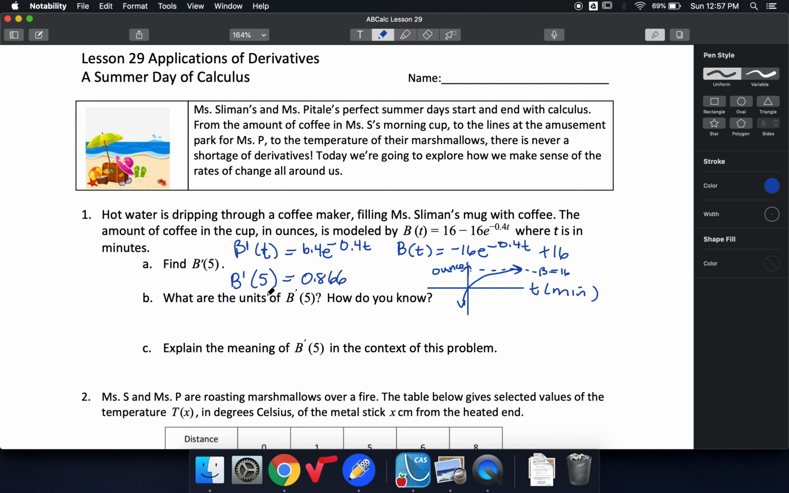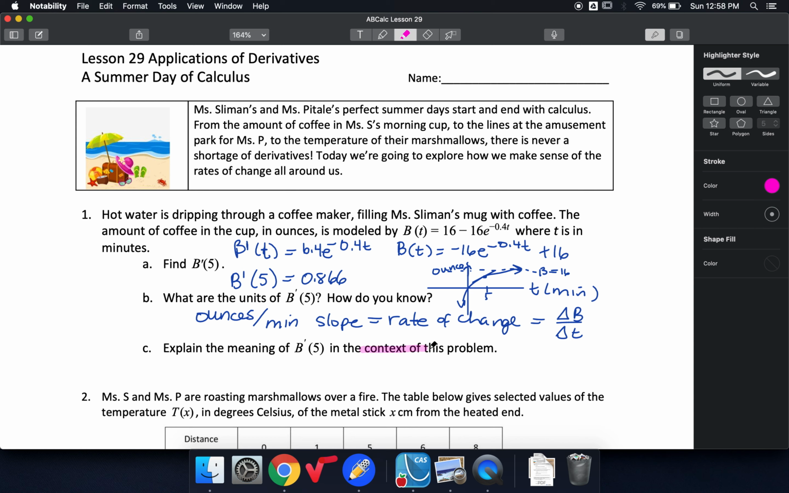So let's think about this. This value, b prime of 5, is going to be my slope when the t value is 5. If I drew in the tangent line here, the slope of this is going to be a rate of change of ounces per minute. The reason I know is because it's a slope, which is rate of change, which is my delta b, measured in ounces, over delta t, which is minutes. So now, the meaning of b prime of 5 in the context of this problem.